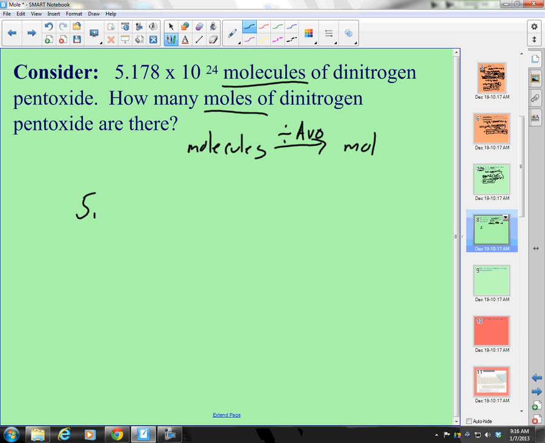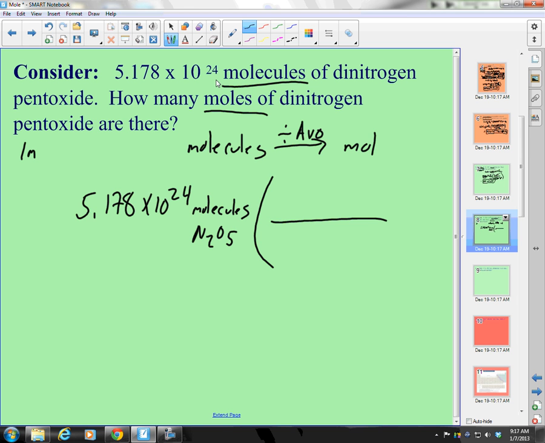So I take 5.178 times 10 to the 24th molecules of dinitrogen pentoxide, and I'm going to multiply that by a fraction. What's going to go on top? What's my equality? I have 1 mole of dinitrogen pentoxide is equal to 6.022 times 10 to the 23rd molecules of dinitrogen pentoxide.